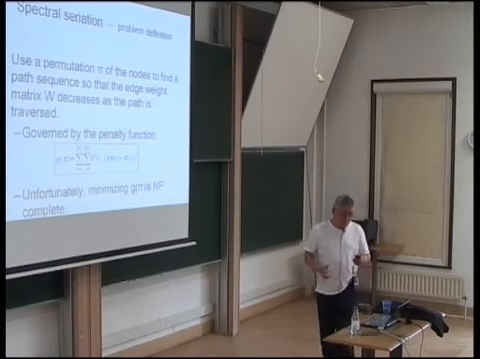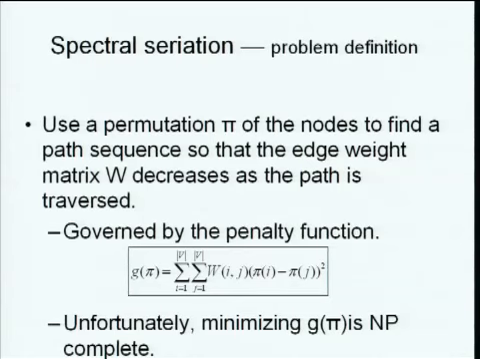So, just to quickly skip over one application of the Fiedler vector in pattern analysis problems. One of the things we can try to do is to find a permutation pi that puts the nodes of a graph into a string order that effectively minimizes the sum of weights as we go through the graph.